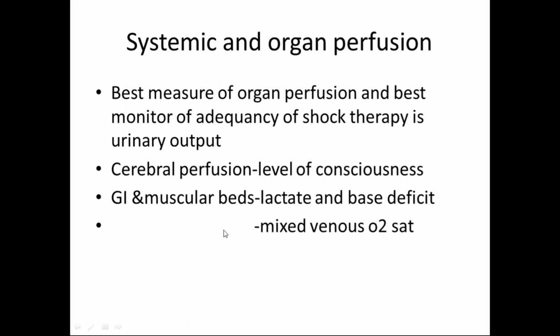Systemic and organ perfusion. The best measure of organ perfusion and best monitor of adequacy of shock therapy is, I told you, urine output. This is the best measure. Cerebral perfusion, level of consciousness can be assessed, but we cannot rely on it. Then there are ABG and muscular beds based upon lactate and base deficit, and mixed venous oxygen saturation. But best among all the things for organ perfusion and monitoring is urine output.